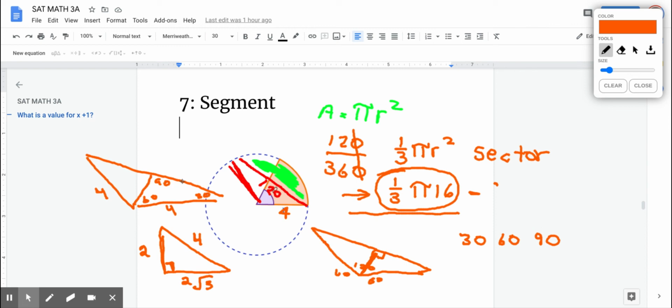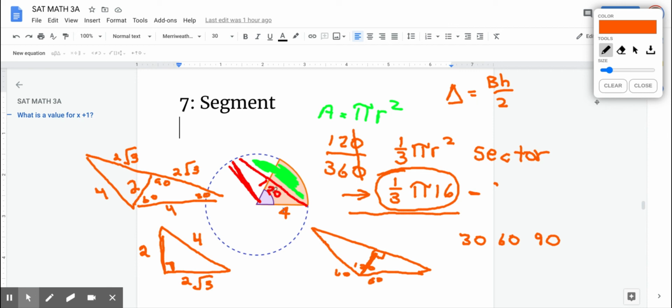All right, so now we have 2 is the height, and 2 square root of 3 would be on each side here. So when you add them together, remember the area of a triangle. The area of a triangle, is looking a little messy, is just base times height divided by 2. Remember that.